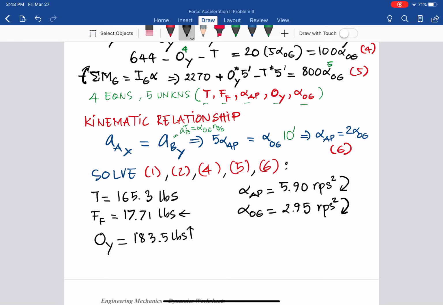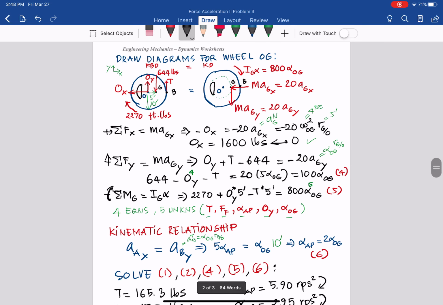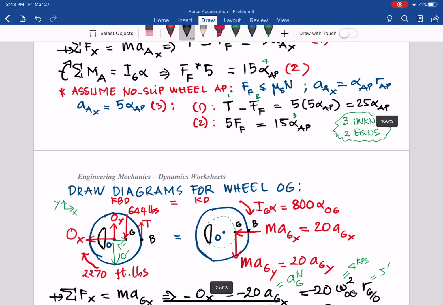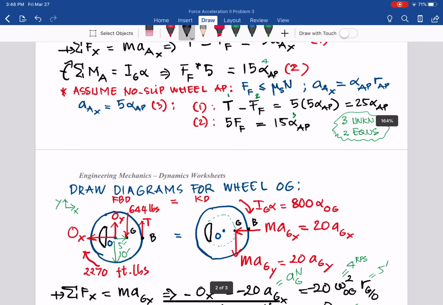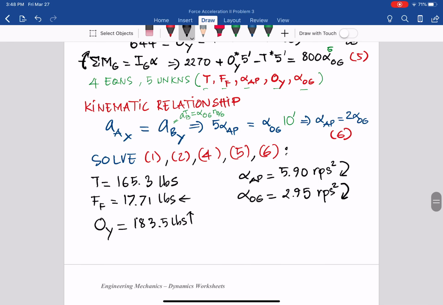And that is 5 equations, 5 unknowns. Are we done with this problem yet? Oh, unfortunately not yet. We assumed a no slip wheel. You have to check whether your assumption is correct, right? Check the no slip wheel assumption for wheel AP.